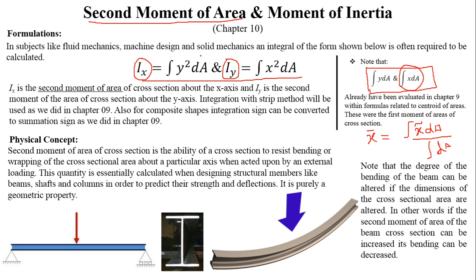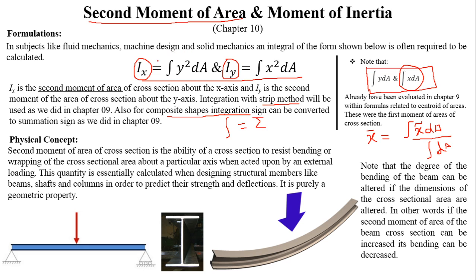Since these are also integrals, and if you remember, we solved the first moment of areas in chapter number 9 by using a rectangular strip, very similarly we are going to solve these integrals, the second moment of areas, by using the strip method. And for composite shapes, we will convert the integration sign into a summation sign, in chapter number 10 as well. This is the same strategy that we adopted in chapter number 9, and we are using it in chapter number 10 as well.